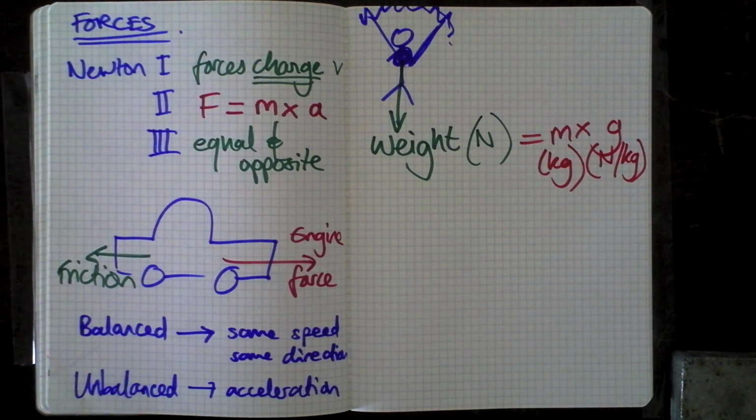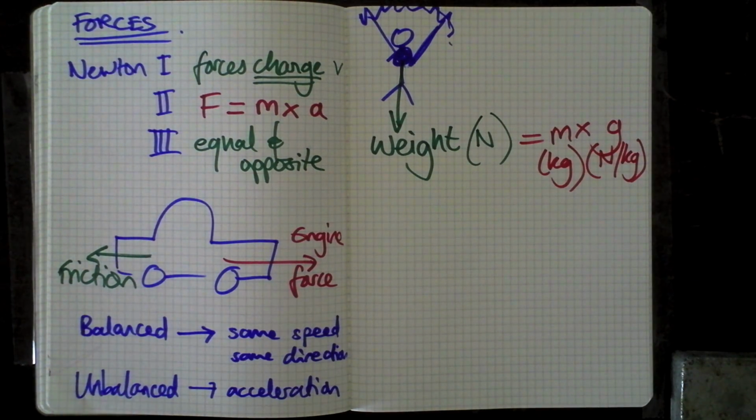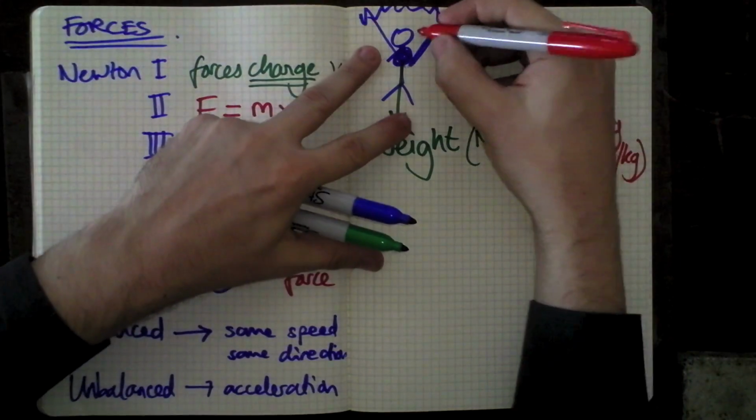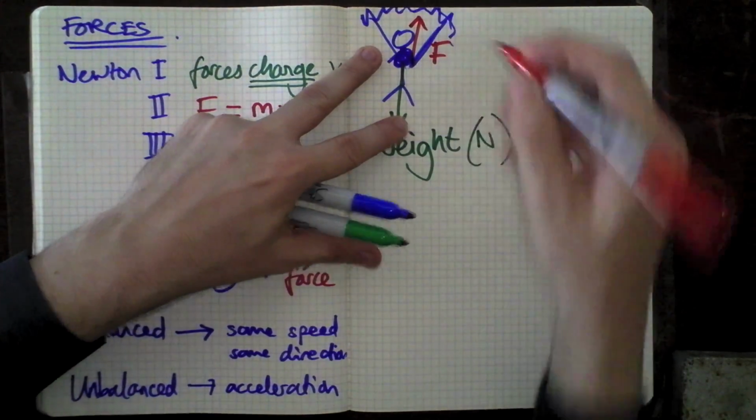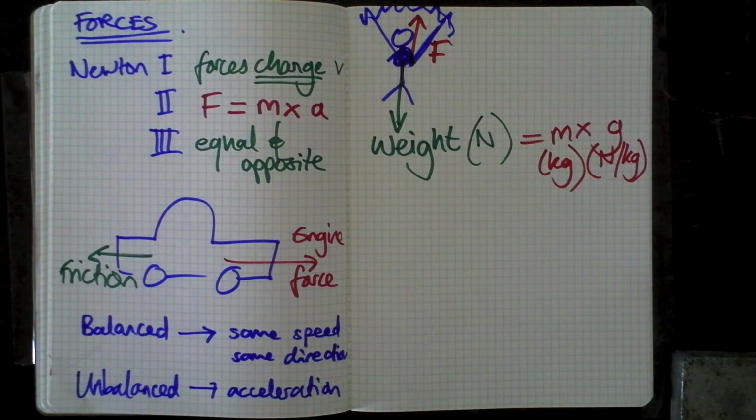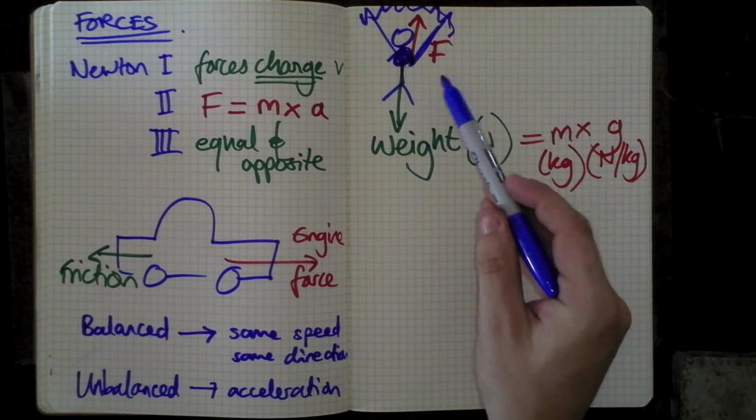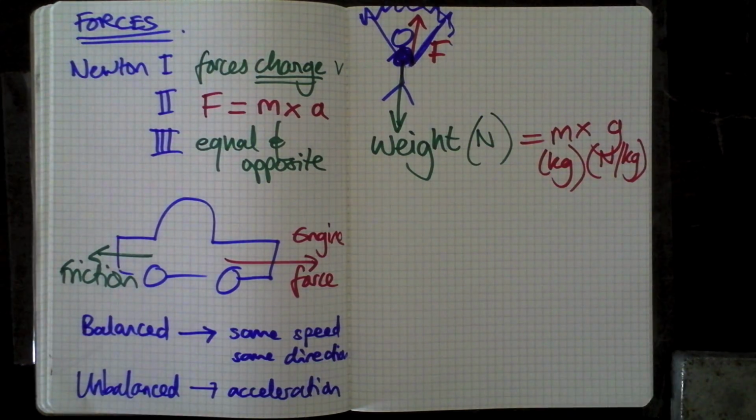So this weight, this force pulling him down, that is a constant. It always stays the same because he stays with the same mass. It doesn't become any more or less parachuter. But there will also be a frictional force trying to slow him down. And the faster he goes, the bigger that frictional force will be. The faster he goes, the more he will feel the air pushing against him.